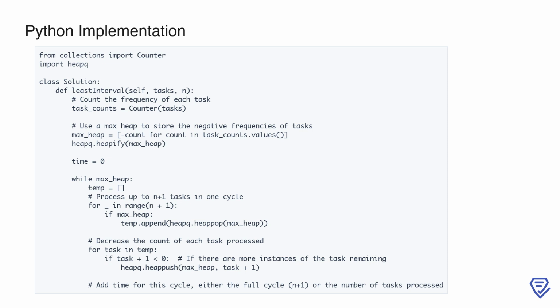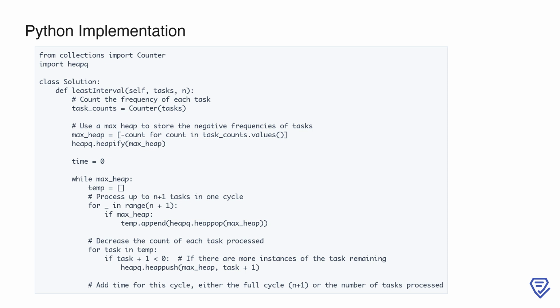Then, to easily access the tasks with the highest frequencies, we create a max heap. Since Python's heapq module only supports min heaps, we store the negative values of the frequencies to simulate a max heap. After initializing the heap with these negative frequencies, we call heapq.heapify to organize the heap structure. We also initialize a variable time to 0, which will keep track of the total time taken.